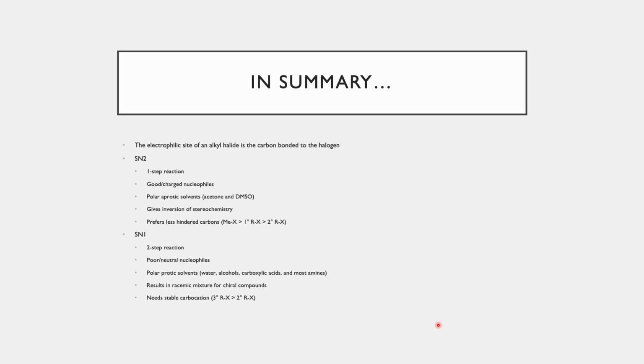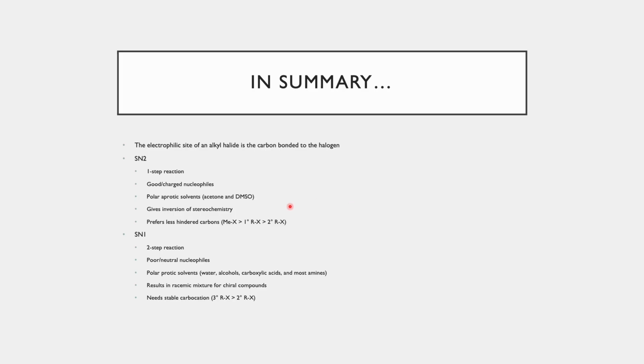Just in summary, I wanted to create a page in case people wanted it all in one place. To summarize, the electrophilic site of an alkyl halide is the carbon bonded to the halogen. SN2 reactions are those one-step reactions. They occur in the presence of good or charged nucleophiles. Polar aprotic solvents such as acetone or DMSO also favor SN2 reactions. And in the product formation of SN2 reactions, we need to pay attention to that inversion of stereochemistry, switching from R to S or S to R, like an inverted umbrella flipping inside out.